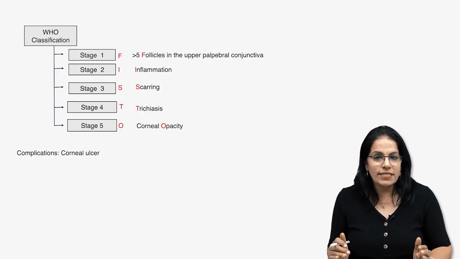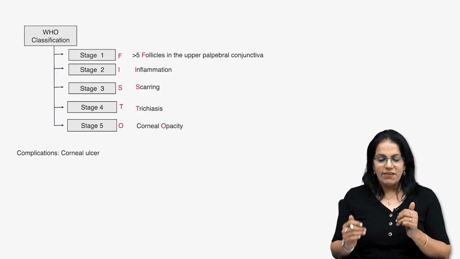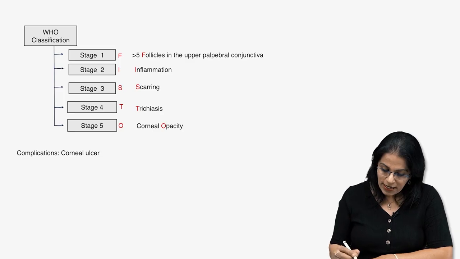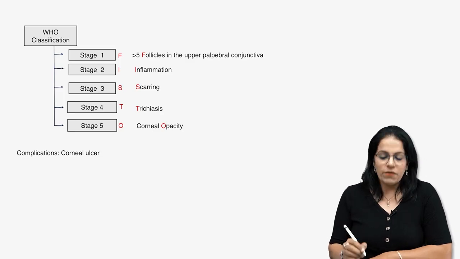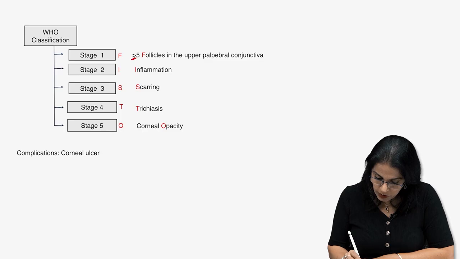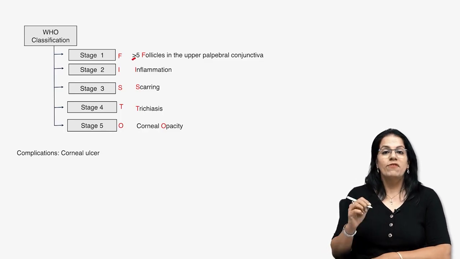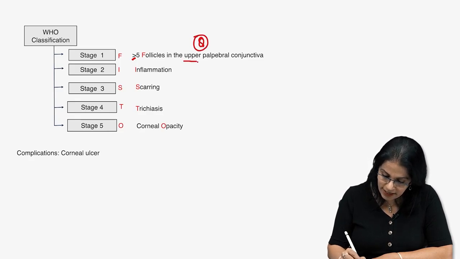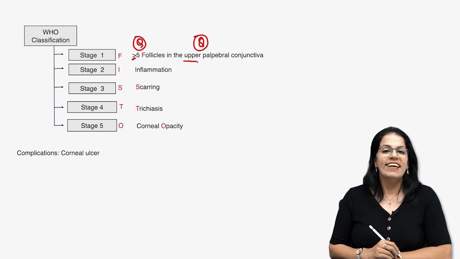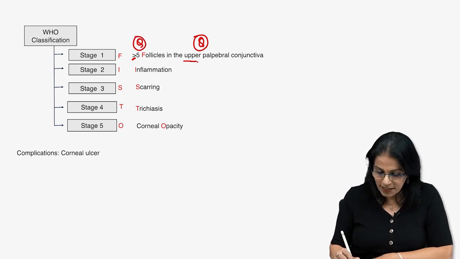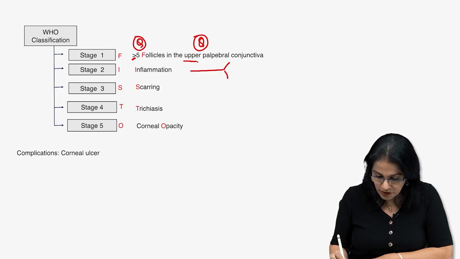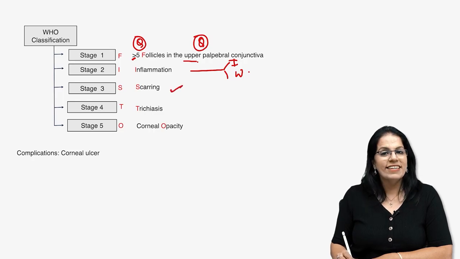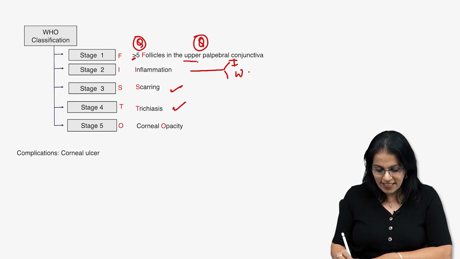Okay, so talking about the WHO classification of trachoma. What are the different stages? Stage 1, 2, 3, 4 and 5. We learn it with the mnemonic FISCHO. When you say FISCHO, it is follicles. How many follicles? Five or more follicles in the upper palpebral conjunctiva. This has been asked: how many follicles and where? Then I stands for inflammation, that is a lot of itching and watering. Then stage scarring, arlt's line, Herbert's pits. Then it is trichiasis, stage 4.